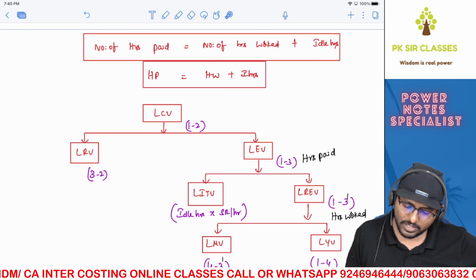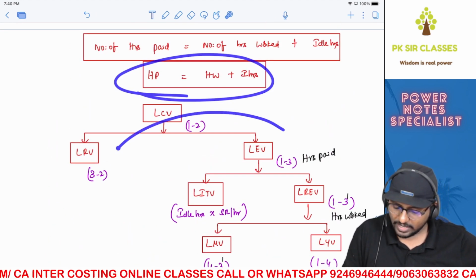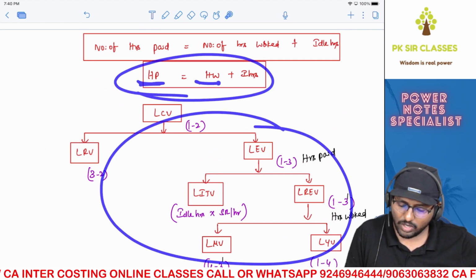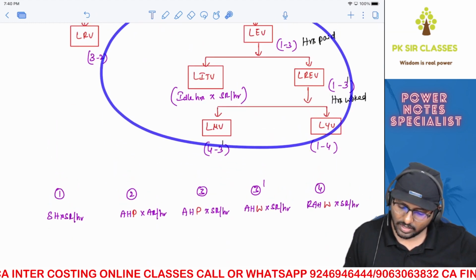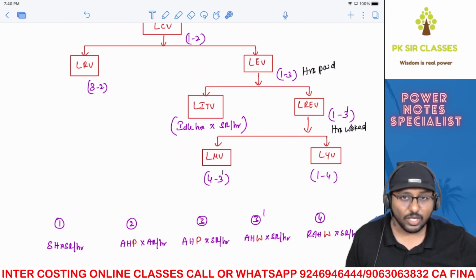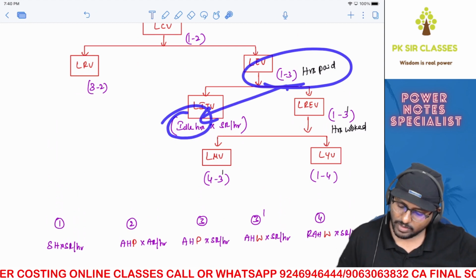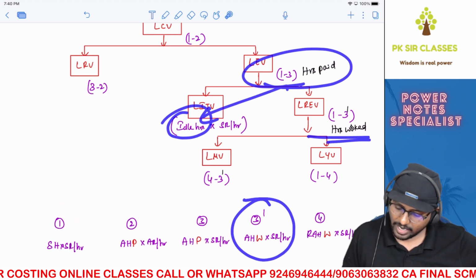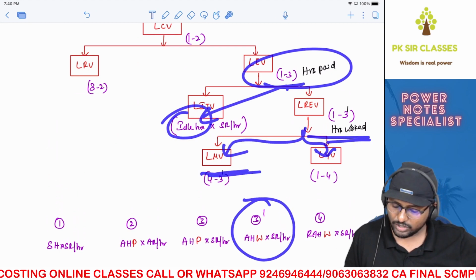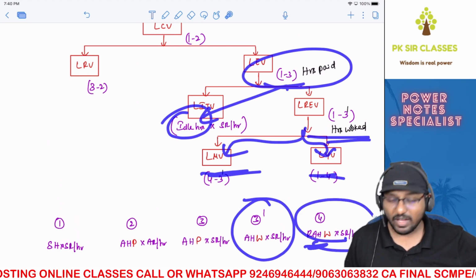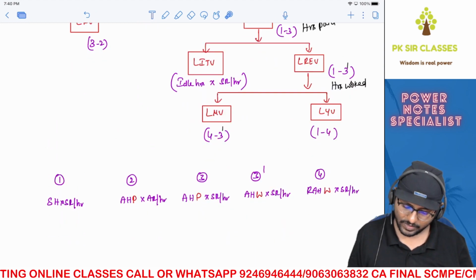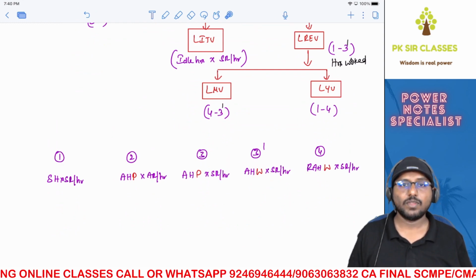So the only difference is because of this equation. If you know this equation, this entire thing will be very simple. Hours paid is equal to hours worked plus idle hours. That's what we have got here. Okay, you got this? So this is hours paid. You remove the idle hours, what will be left over is hours worked, which is 3 dash. And from that you are doing further classification. Therefore, these two also will be 3 dash. Therefore, revised actual hours worked it is. Got it? All of you.